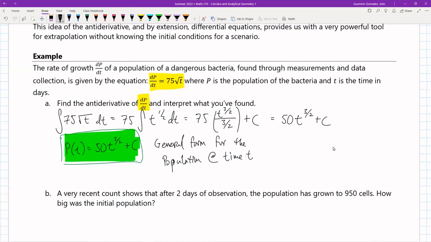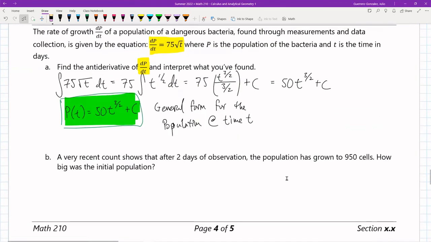So that brings up part 2, part B. Let's say we have a very recent count that shows that after 2 days of observation, the population has grown to 950 cells. How big was the initial population? And that's going to be our C. So what we're doing here is finding C, the C at the very end of our P of t from part A.